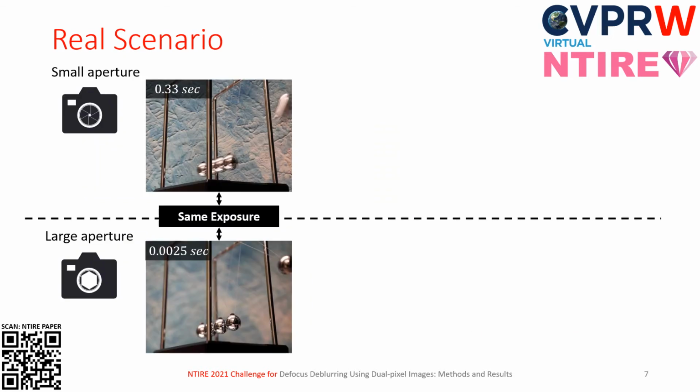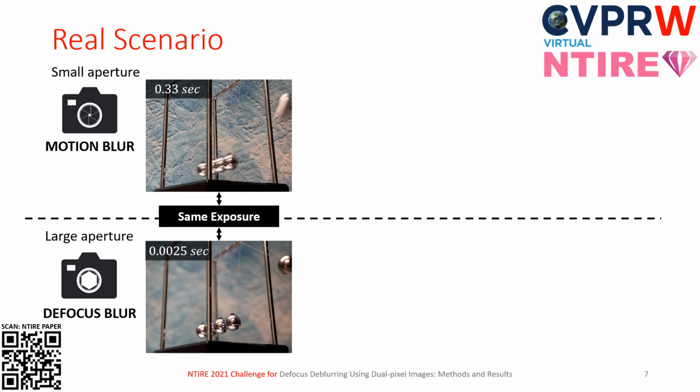Here we have a real scenario of capturing two images that have the same exposure but different aperture and shutter settings. The top one was captured with a small aperture and low shutter speed, whereas the bottom was captured with a larger aperture and thus faster shutter. The top settings result in motion blur, and the bottom one suffers from defocus blur.